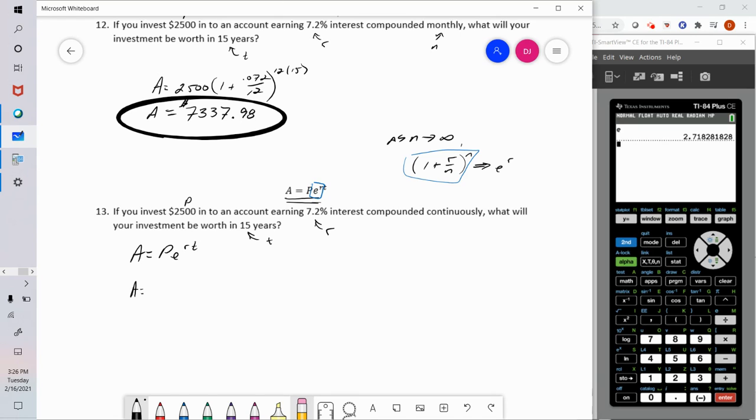So the amount of the investment, same investment, $2,500 at 7.2, forgot a zero there, at 7.2% interest, compounded continuously for 15 years, 2,500.